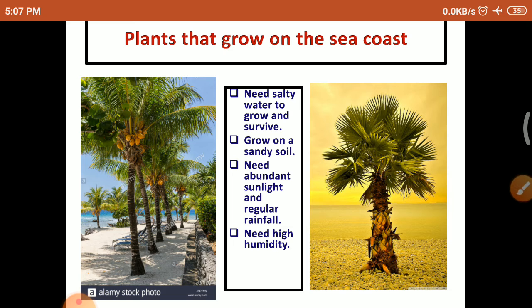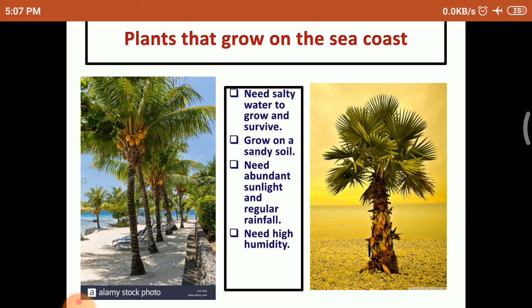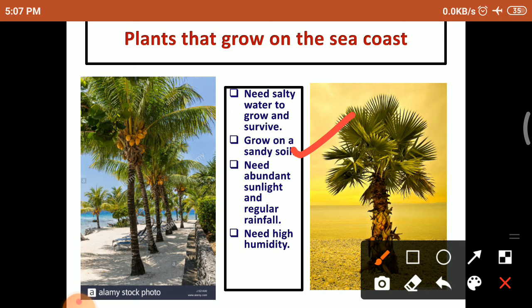The first one, these plants need salty water to grow and survive. Both plants need salty water. You know that the sea water always contains salt. So these plants also need salty water to survive. The next one, they grow on sandy soil. Near the sea, the soil is sandy. So these plants can grow near the sea.